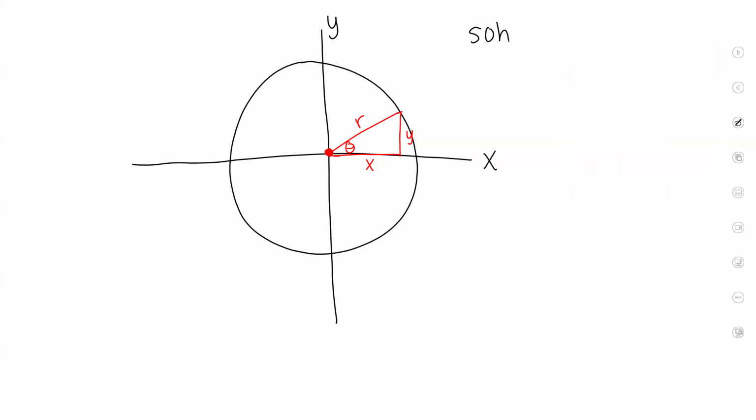If you remember from geometry, you learned SOH CAH TOA. S stands for sine. The O in SOH CAH TOA stands for opposite. So in this case, sine of theta is opposite over the hypotenuse, which is your radius. C stands for cosine. So cosine of theta is the adjacent side, which is the side that's touching the theta. So x over the hypotenuse, which is r.